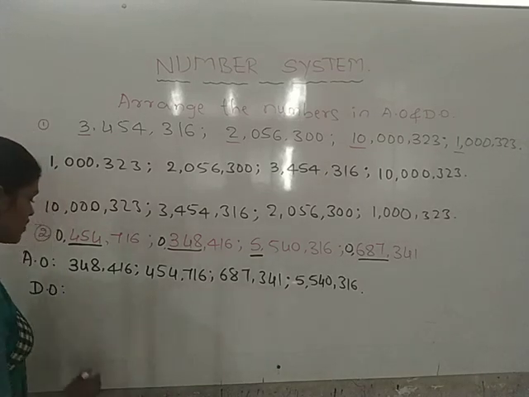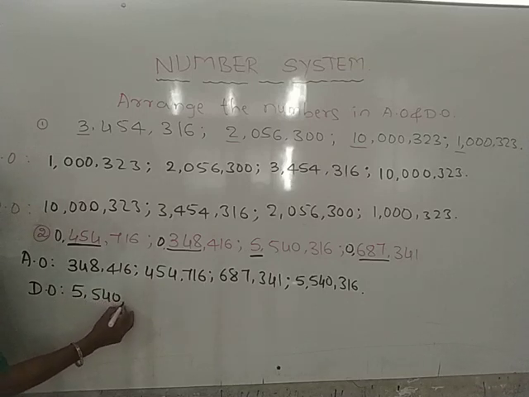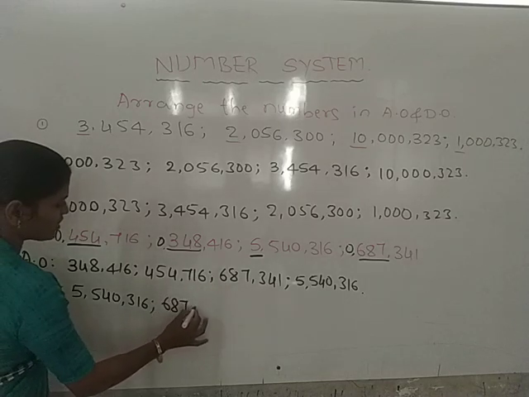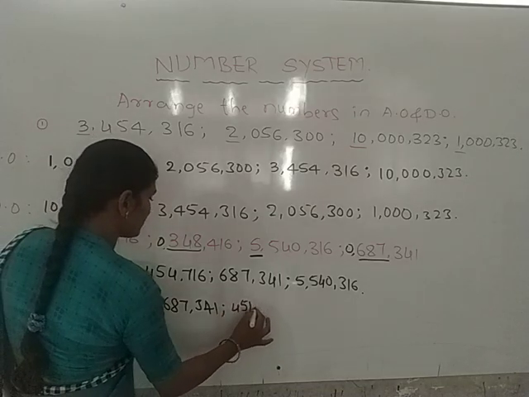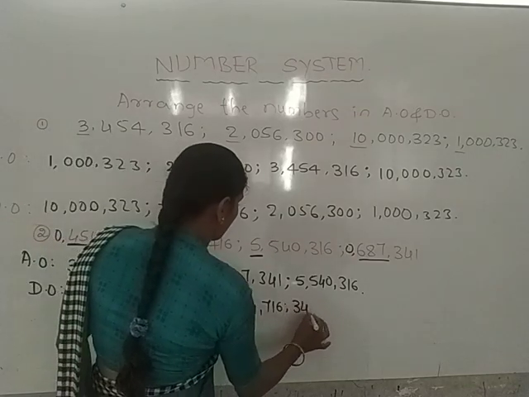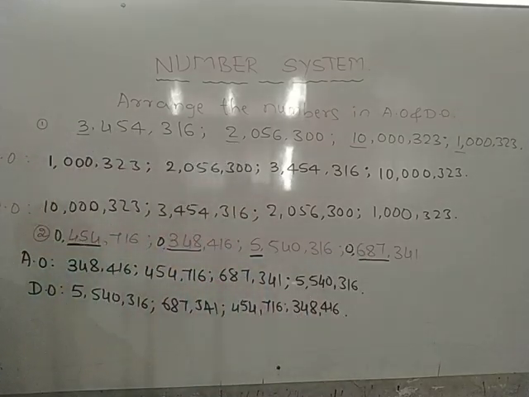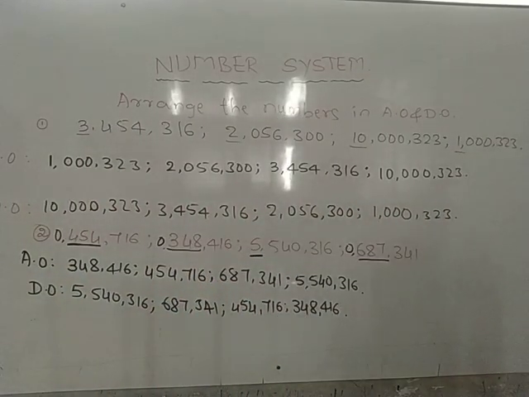That is a descending order. So the greatest we have to write first: 5,540,316. Next one, 687,341. Next one, 454,716. So next one, 348,416. This is the arrangement of ascending as well as descending order. Whether you take the Indian number system or the international system, both are so easy.